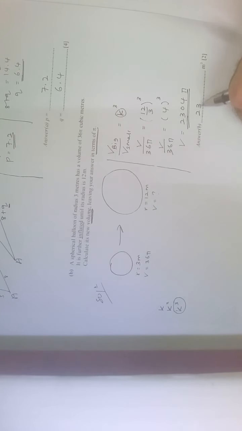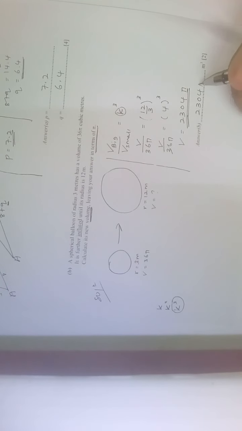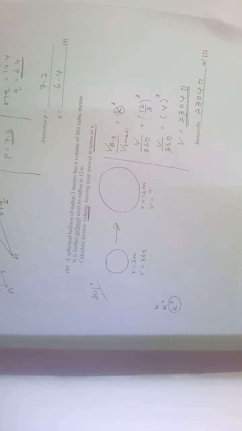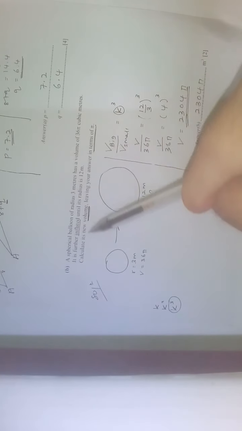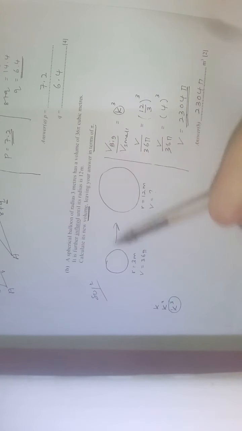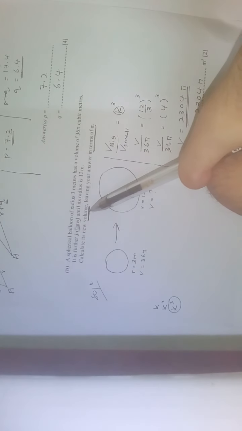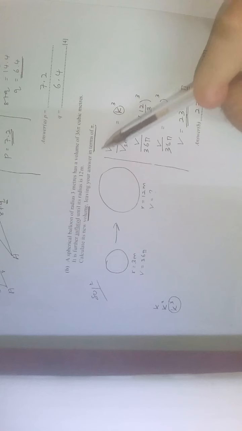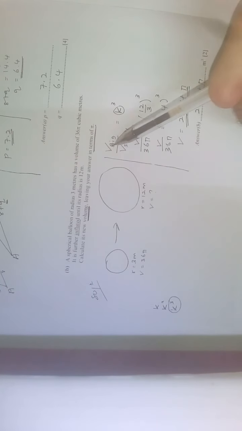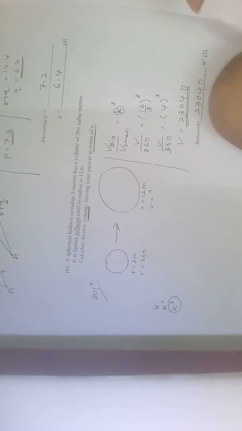So this is our answer. So write down in the answer space. So 2304 pi. So always remember, okay, whenever you see 2 similar objects, no need for us to use the formula volume of sphere. Okay, no need. Just use this kind of scale factor theory, big over small. Okay, now let's proceed to the next question.